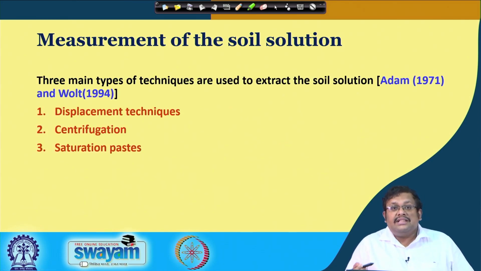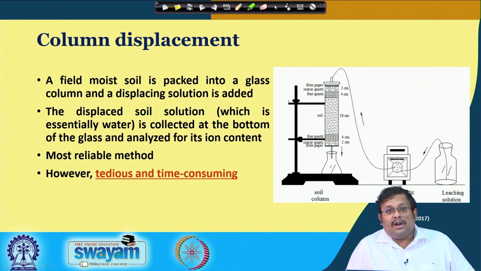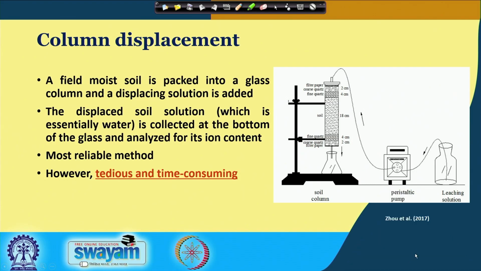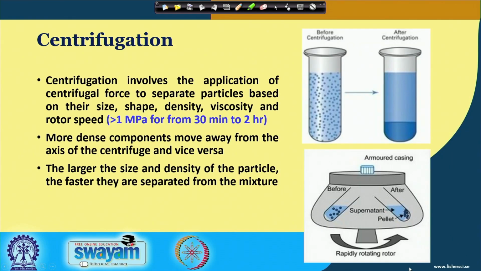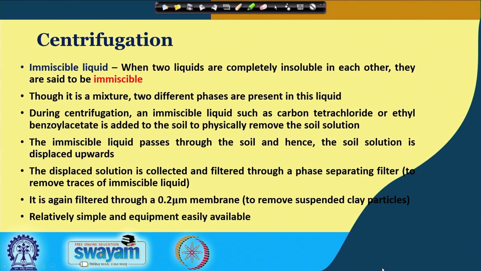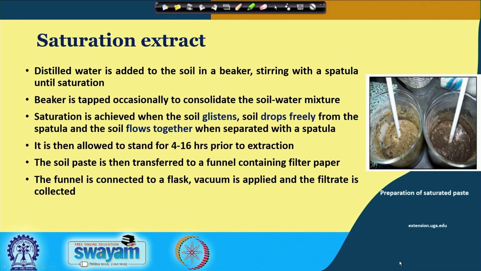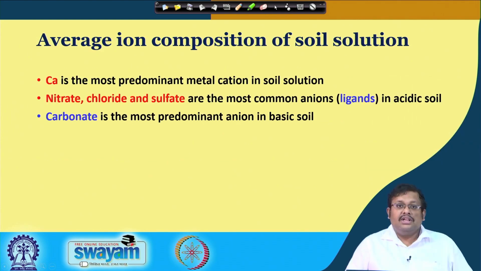Remember that this is the displacement techniques. We have talked about the centrifugation and saturation pastes. So this is the column displacement we have talked about in our previous lectures. Then we have talked about how centrifugation can remove the soil solution for subsequent measurement, and what are the other aspects of centrifugation we have talked about. And then we have talked about the saturation paste or saturation extract, and how we can extract that soil solution to measure the ionic concentration in the saturated extract.